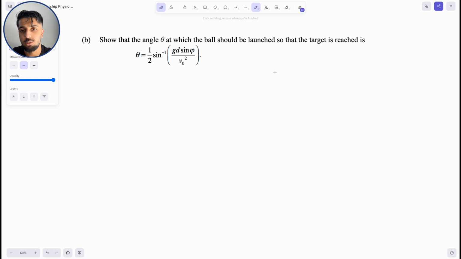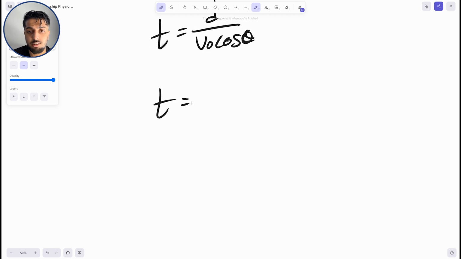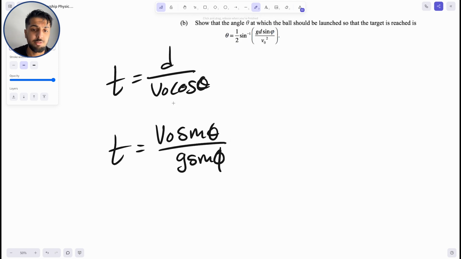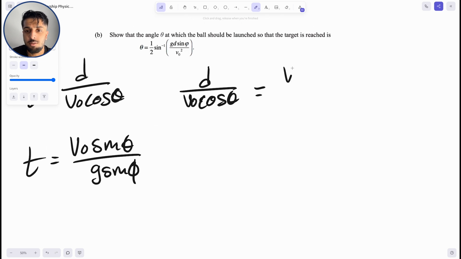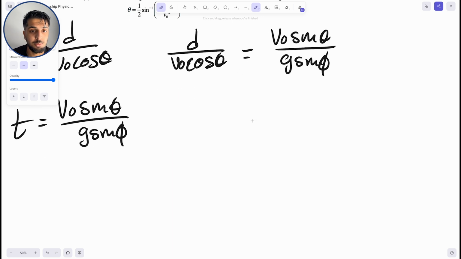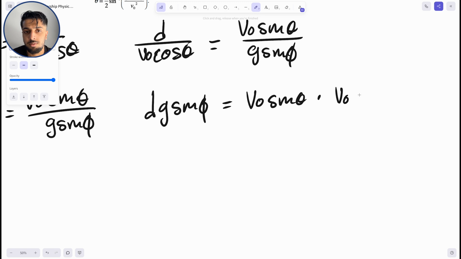Show that the angle theta at which the ball should be launched so the target is reached is that equation there. So over the previous two questions, we have established that our time is equal to distance over v naught cos theta, as well as our time is equal to v naught sine theta all over g sine phi. And therefore, as these two expressions both equal time, we can make them equal to each other. So we get d over v naught cos theta is equal to v naught sine theta all over g sine phi. Now cross multiplying, we get dg sine phi is equal to v naught sine theta times v naught cos theta.